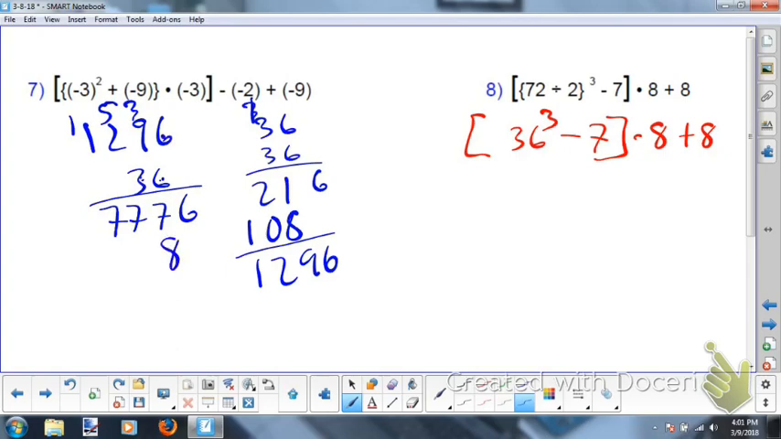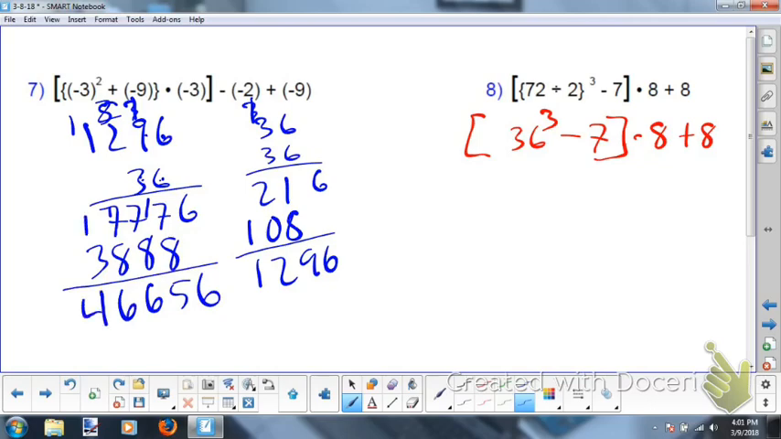3 times 8 is 24. 3 times 9 is 27, plus 2 is 29. 3 times 2 is 6, plus 2, 8. 3 times 1 is 3. Add 6, 5, carry the 1, 15, 16, carry the 1, 4. I get 46656. So over here, I get 46656, minus 7, times 8 plus 8.